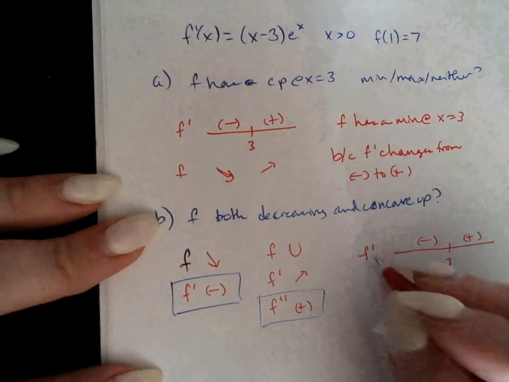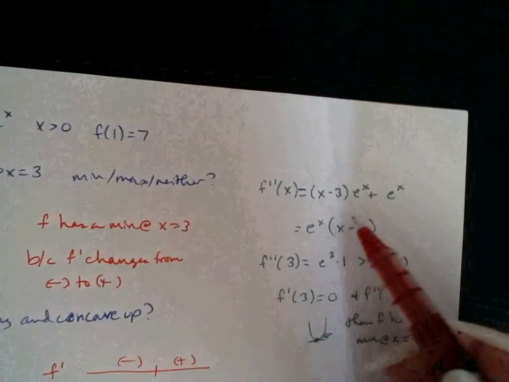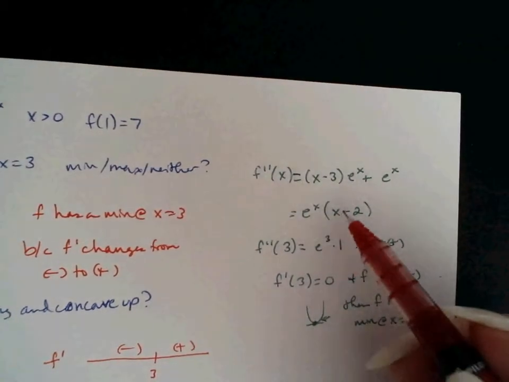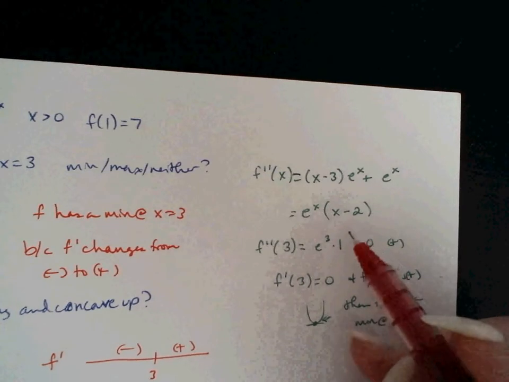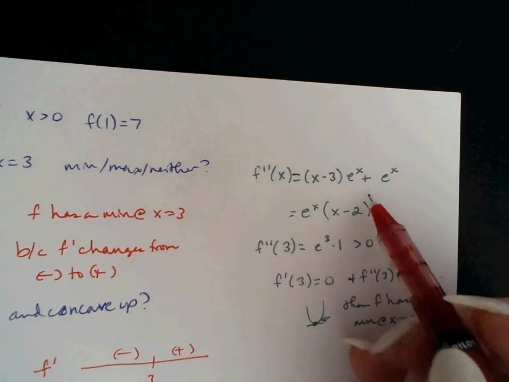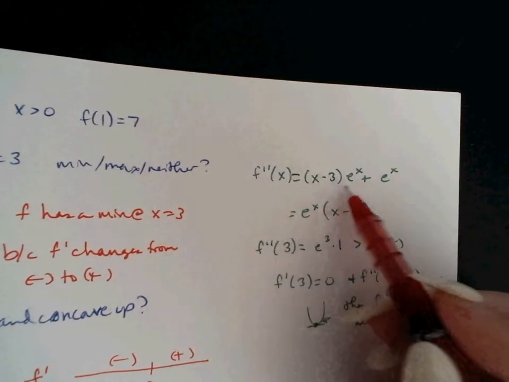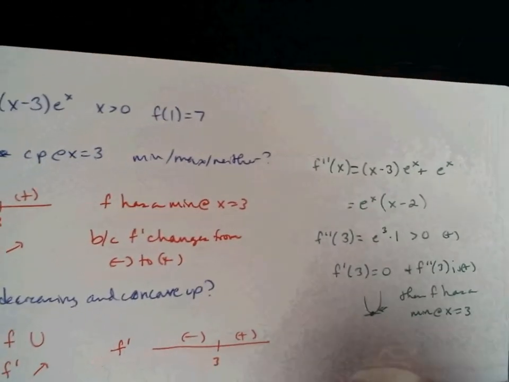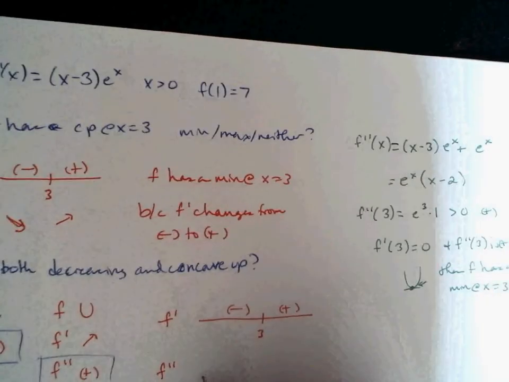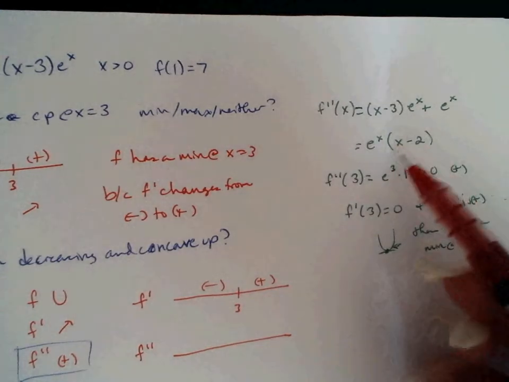So for f double prime, I already found it. If you didn't factor out the e to the x, it might be kind of awkward to figure out your critical point, but it is just factoring out the e to the x, and then you got x minus 3 plus 1, so x minus 2. So here's what I know. The second derivative equals 0 at x equals 2, which is a possible POI, and it is a POI because this is going to change sign at 2, but anyway.